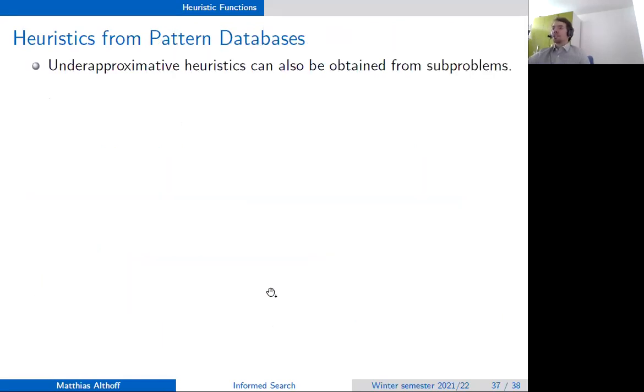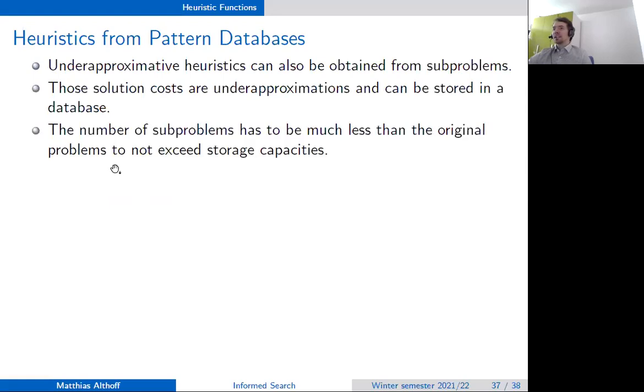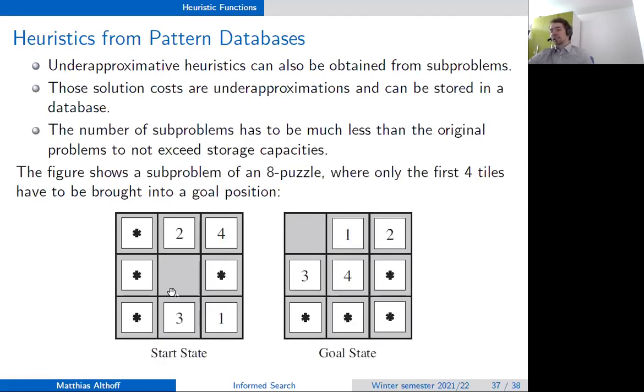Okay, so there's one more technique that we can use, and that is that we solve a problem just partially. And this partial solution can then be stored in a pattern database, and that also provides us with an under approximation. There's some text now, but the easiest way is to explain it based on this example. Let's say we don't want to solve the complete 8 puzzle problem, but we just want to get the first 4 tiles in order. So tile 1, 2, 3, and 4. And the other tiles can be arbitrarily placed. They don't have to be in order.